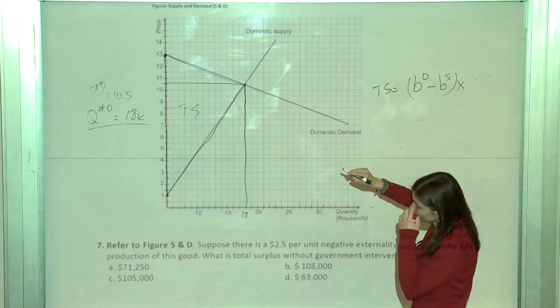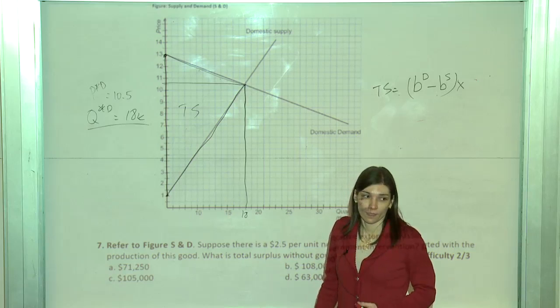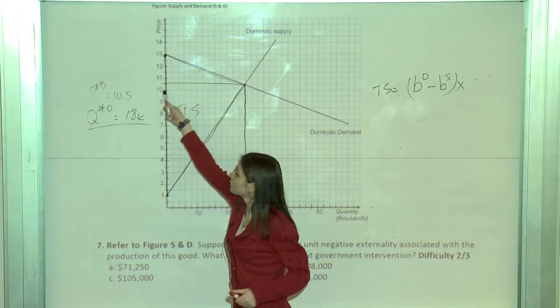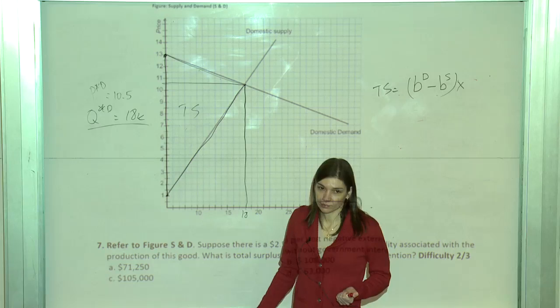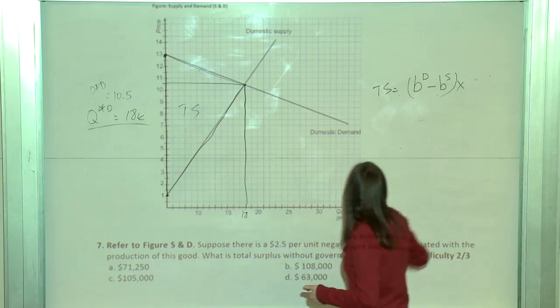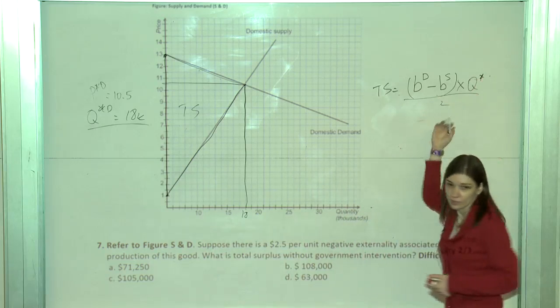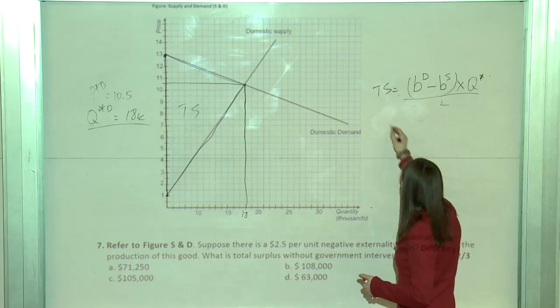And what is the height of this triangle? What does it represent? From here to there. It's the quantity in equilibrium, right? It's 18. So this times the quantity in equilibrium divided by 2. This will be our total surplus. Okay? So now you can just plug it in and see what happens.